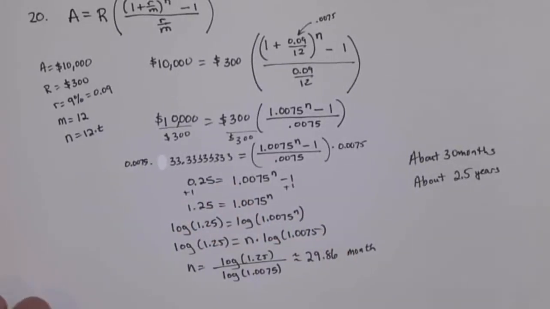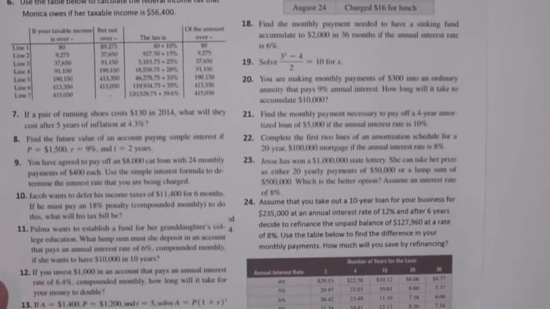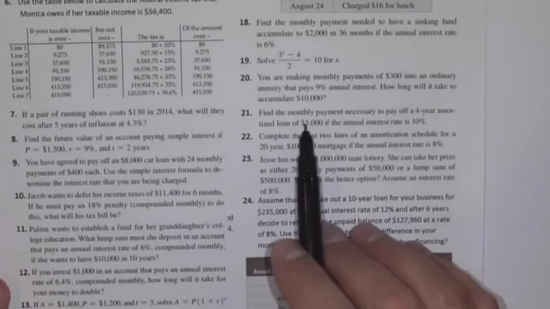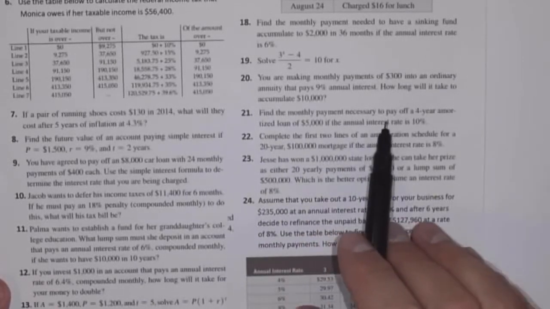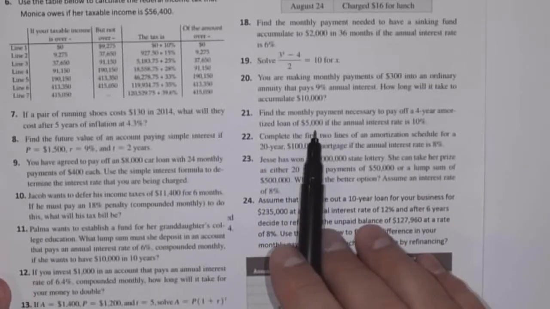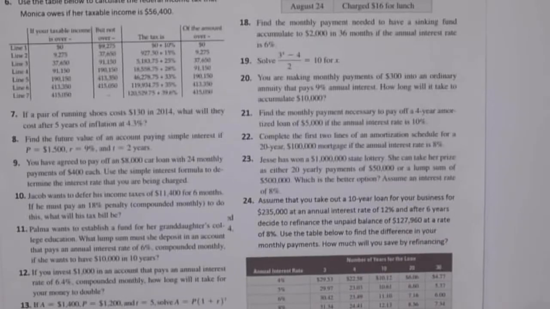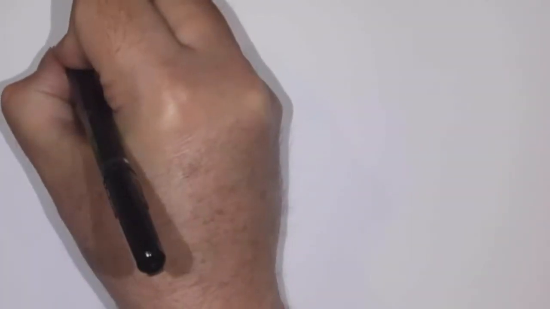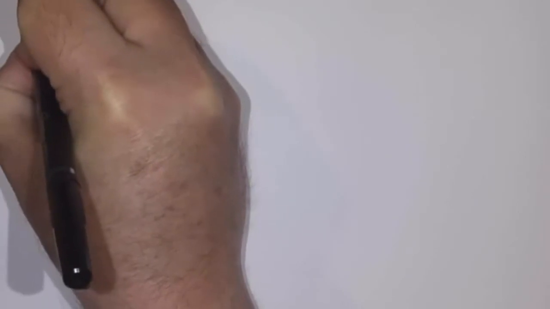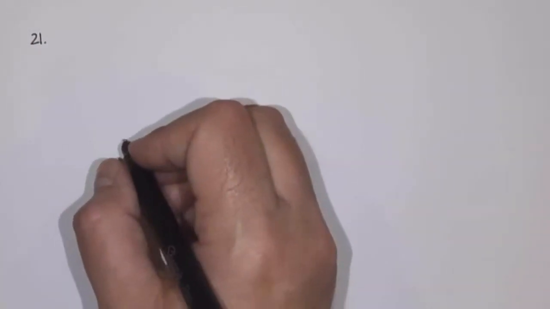Let's take a look at number 21. Find the monthly payment necessary to pay off a 4-year amortized loan of $5,000 if the annual interest rate is 10%. Well, let's see, this is problem number 21. So for this problem, we're going to use our amortization formula.